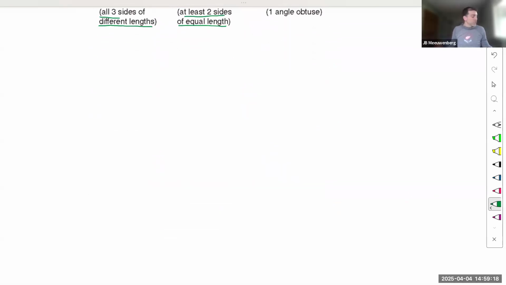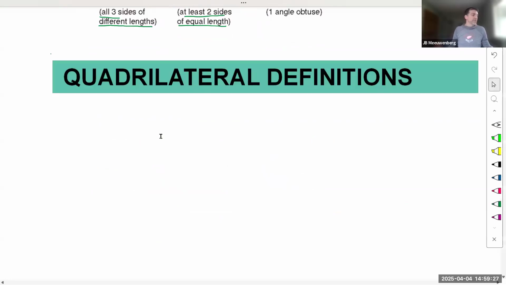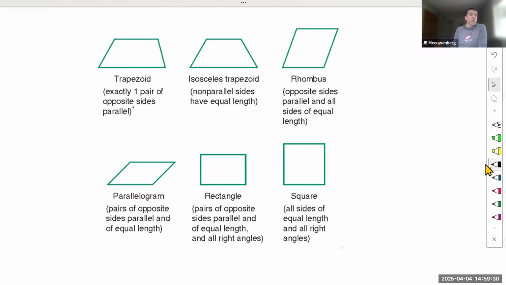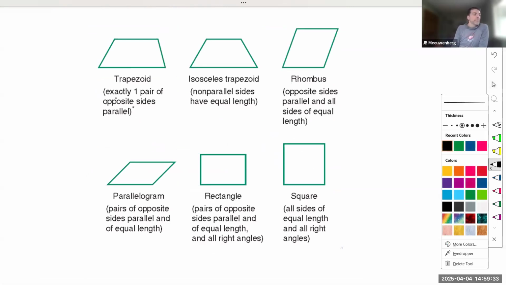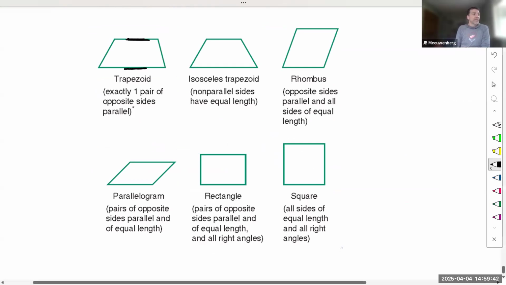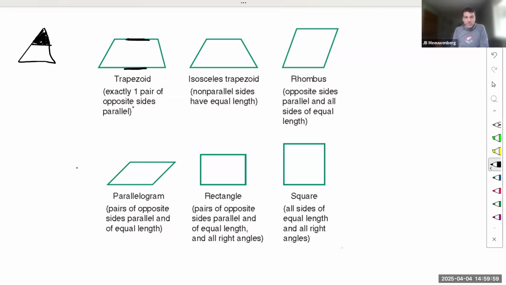So let's jump to quadrilaterals. Quadrilaterals have how many sides? 4. So let's look at some different 4-sided figures. So one of our 4-sided figures is called a trapezoid. And a trapezoid has exactly one pair of opposite sides that are parallel. So this side right here and this side right there are parallel, but these other sides are not. Another way to envision a trapezoid is a triangle that had its top cut off. So if you cut off the top of a triangle, you'll be left with a trapezoid.